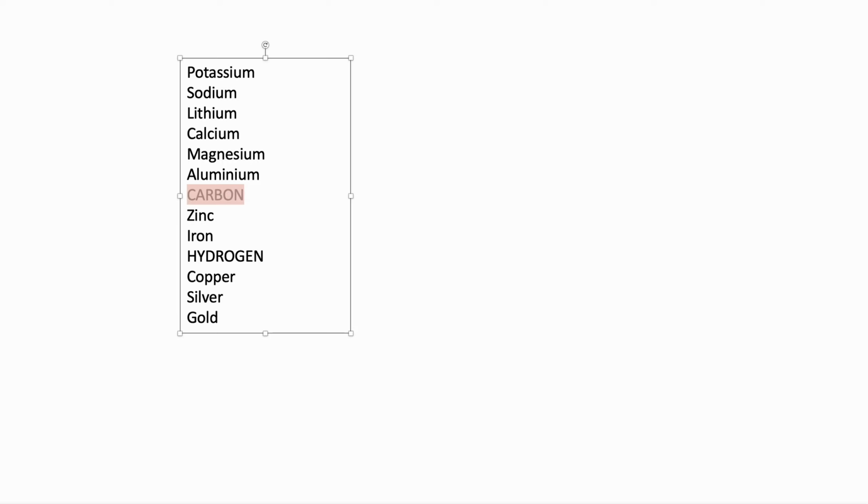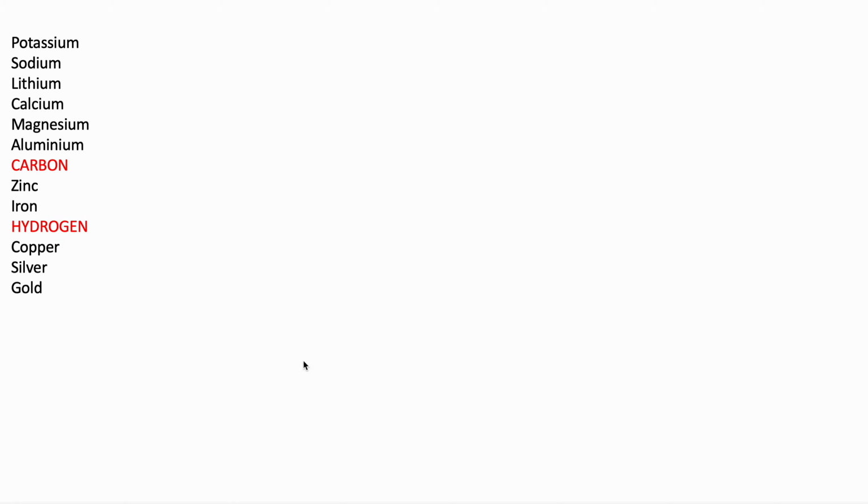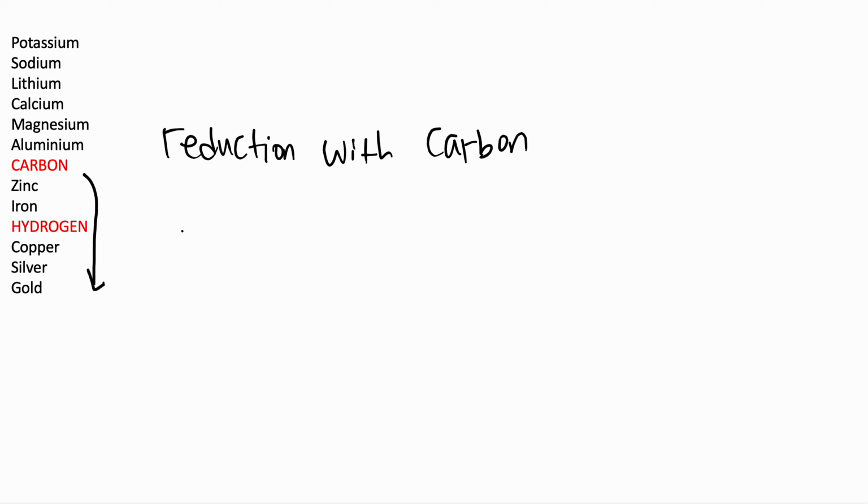Right? Let me put this in red, just so you can see it a bit more clearly. By the way, this is the reactivity series for your IGCSEs. If you're doing normal GCSEs, you don't need to know all of these. For example, you don't need to know silver and gold, but it is useful to know. But anyways, carbon is here. So for anything below carbon, we can use the reduction with carbon method. We can react the elements with carbon, and because they're less reactive, carbon will be able to take the oxygen away from them.